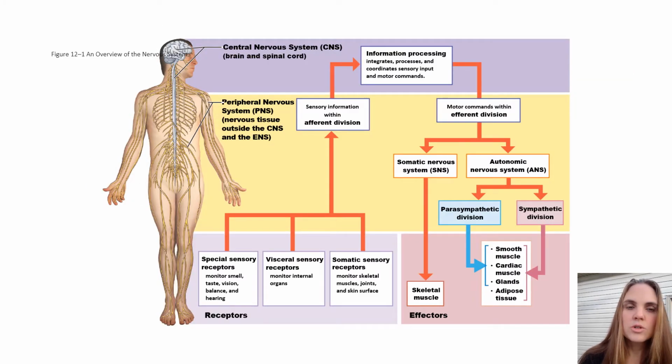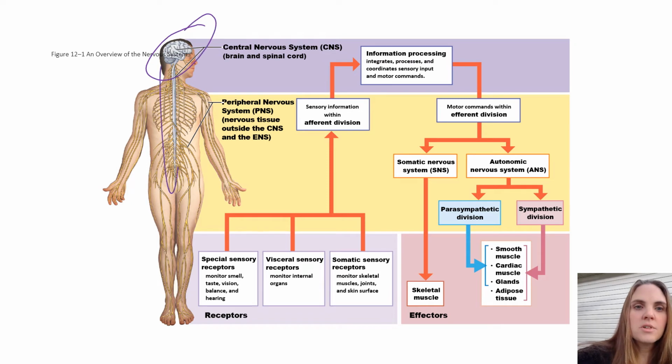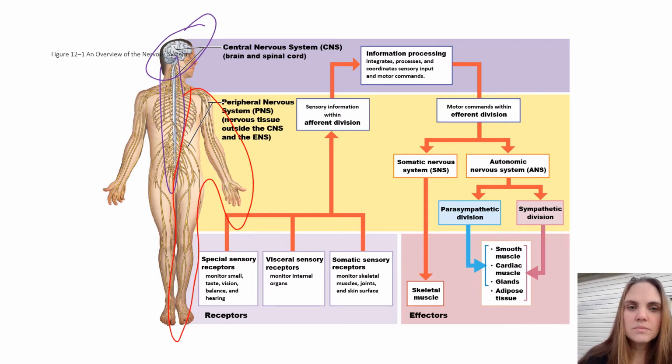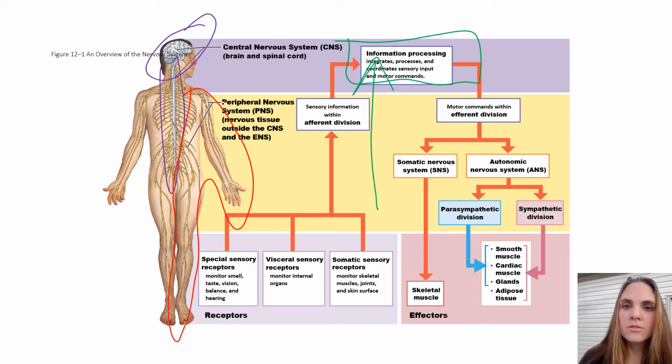And this is just a little flow chart from your textbook. So we've got the central nervous system, brain and spinal cord, and then the peripheral nervous system, all those nerves outside the spinal cord. The central nervous system is going to be responsible for all that information processing. So it's going to receive the sensory information coming in from that afferent division, and then it's going to send out commands in the efferent division.